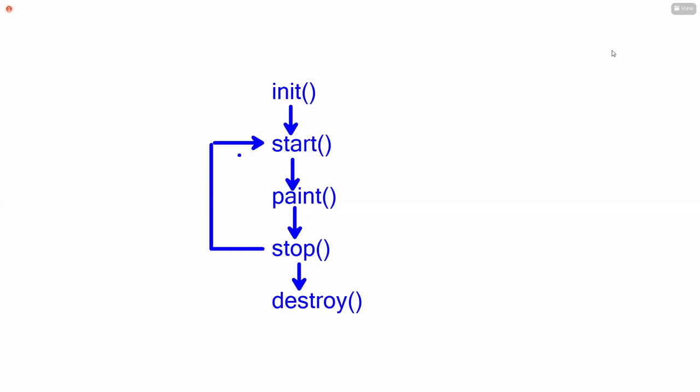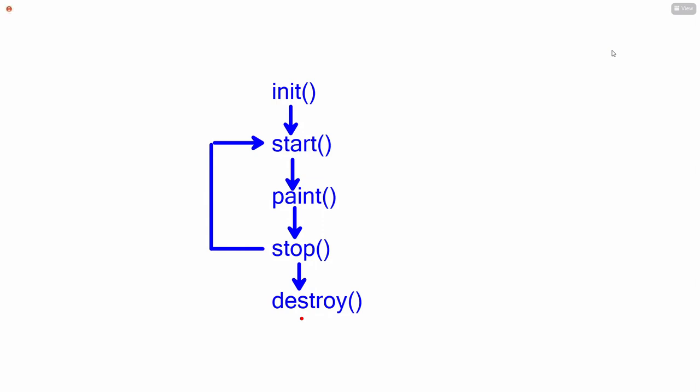Now, suppose the applet is loaded. How many methods? Init, start, paint. Applet deactivated: stop. Applet activated: start and paint. Deactivated: stop. Activated: start and paint. Deactivated: stop. Activated. Closed: stop and destroy. That is the reason arrows are given like this. Got it? Okay.